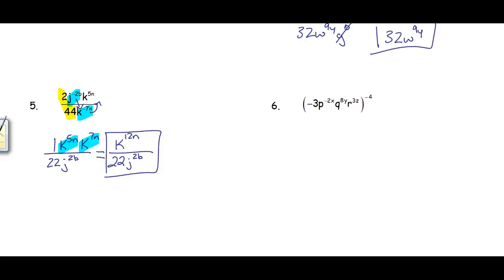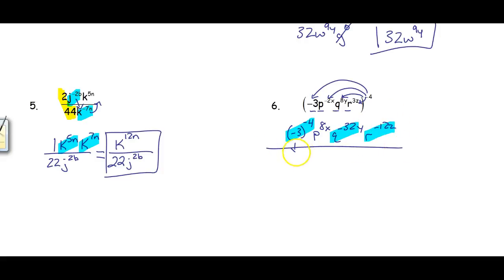Lastly, number 6. Make sure you multiply that negative 4 by everything on the inside. So negative 3 to the negative 4th power, p to the 8x. Remember, a negative times a negative is a positive. You get q to the negative 32y, and you get r to the negative 12z. From here, you can't simplify anything. You can't move much around, so now we're just going to move all our negative exponents to the denominator.